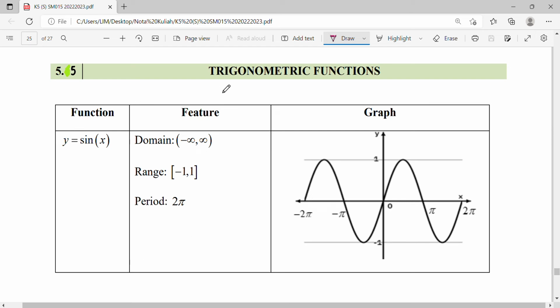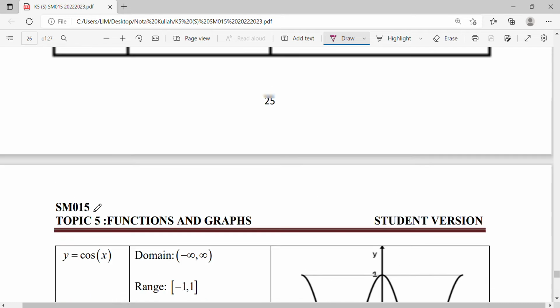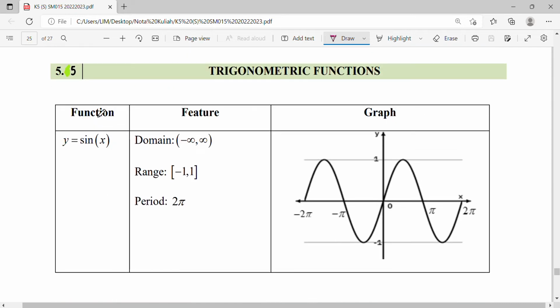Now we are going to discuss trigonometry functions. Trigonometry functions have three types: sine, cos, and tangent. First, we're going to see the sine trigonometry function.